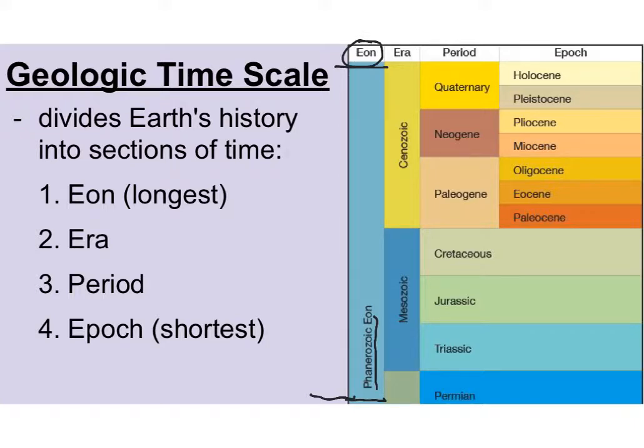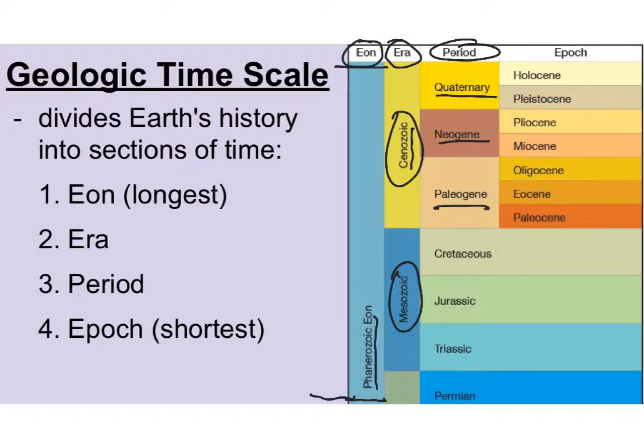The second section of time then is an era, and eons are divided into different eras. So you can see here that the Phanerozoic eon is divided into the Mesozoic and the Cenozoic era. We are actually right now in the Cenozoic era of time. Each era is divided into periods. So the Cenozoic era is divided into three different time periods: the Paleogene, the Neogene, and the Quaternary.